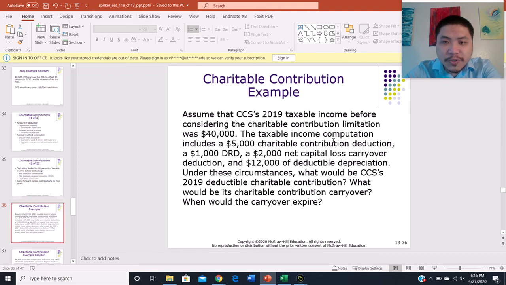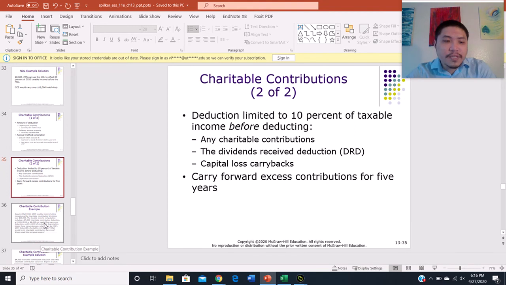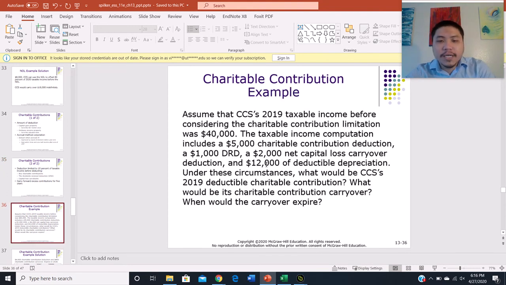Before considering the charitable contribution limitation, the income of the company is $40,000, right? The 2019 taxable income before the charitable contribution limitation was $40,000. And the taxable income computation includes $5,000 of charitable contribution deduction, $1,000 of dividend received deductions, $2,000 of net capital loss carryover deductions, and $12,000 of depreciation deductions, right?